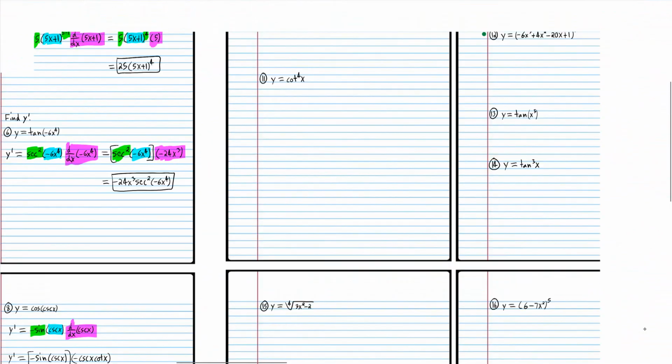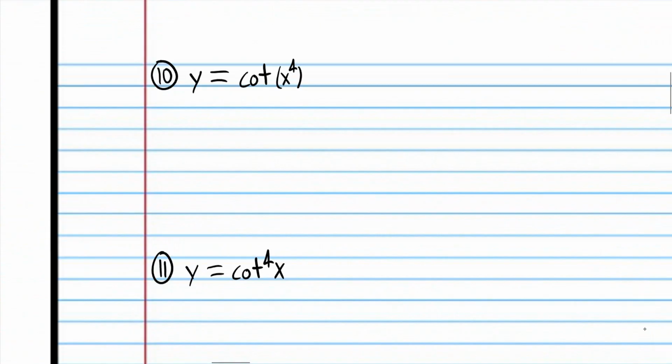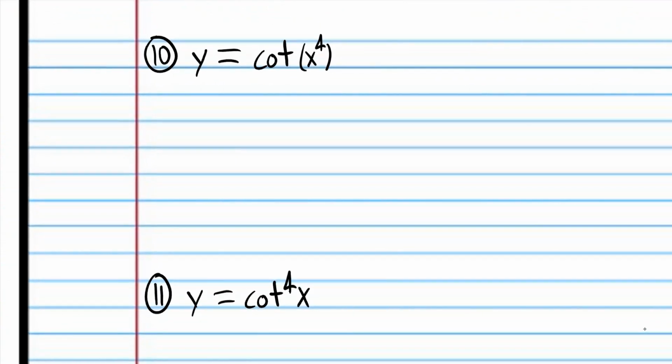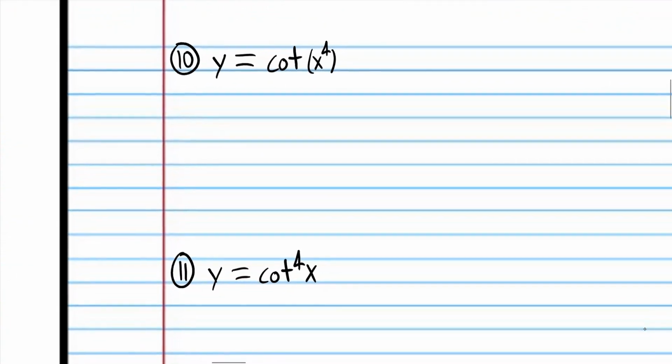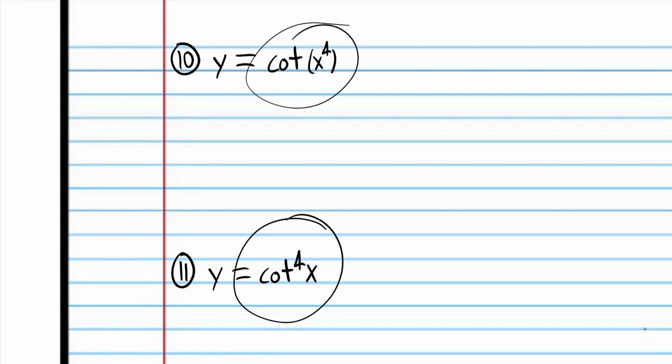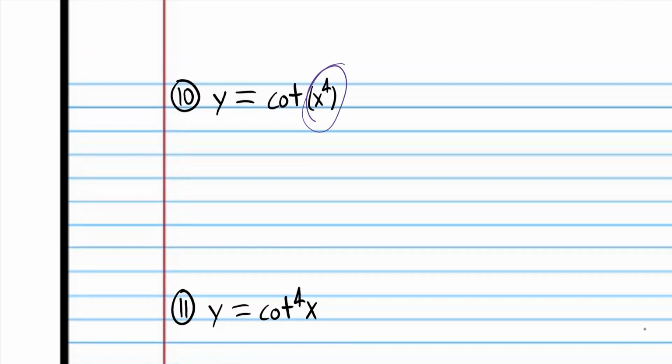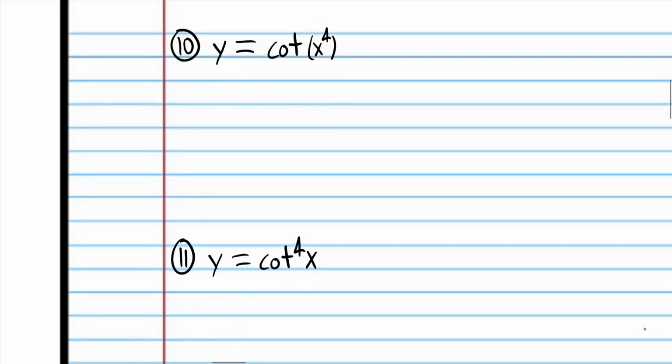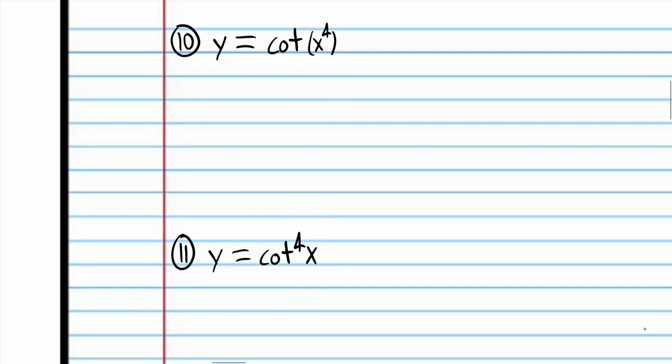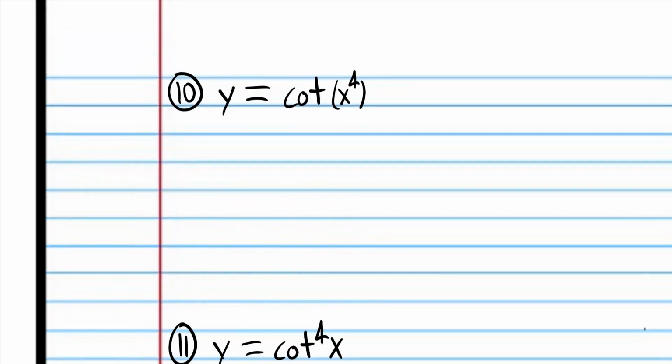Okay, so we have a couple more of these problems before you try one on your own. Here we have this situation again where we have similar looking functions, but they're actually quite different. Because here the inside function is x to the 4th, whereas here the inside function is the cotangent function. So let's find the derivative.